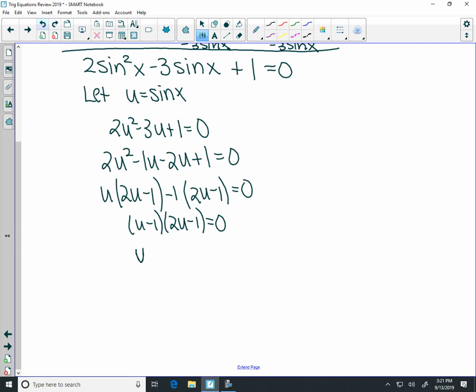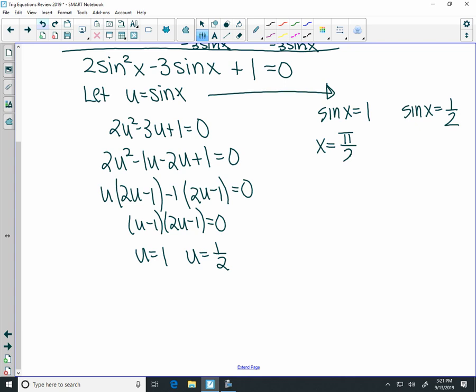So that means that U is equal to 1 and U is equal to 1/2. But remember, we're not solving for U, we're solving for sine of x. Well, we're solving for x. So we're going to come back here to substitute back in. If U equals 1, that means sine of x equals 1. And if U equals 1/2, that means sine of x equals 1/2. Again, these trig values get pretty repetitive. Sine is 1 at pi over 2. Sine is 1/2 at pi over 6, and 5 pi over 6.